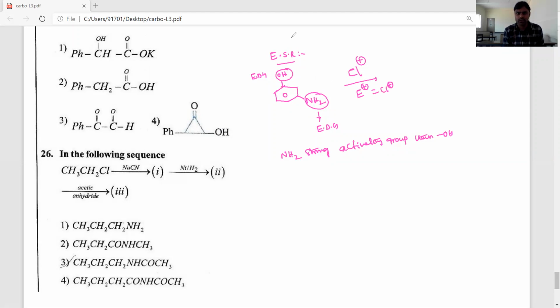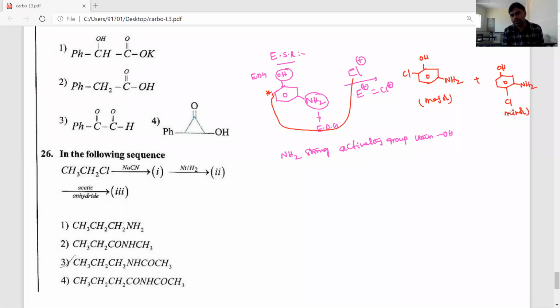The major product: NH2 is strong. That's why the electrophile will attack para to the NH2. This is the major product, OH bond Cl bond NH2. This is the major product, dear students. And the minor product is where the chlorine attacks para to the OH group and ortho to NH2. Okay. Now, this kind of question is very important.